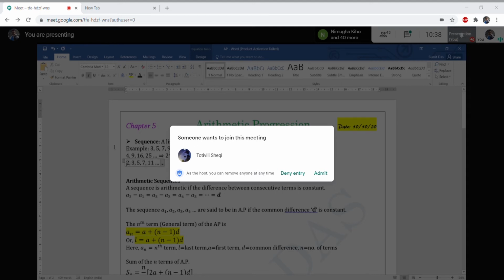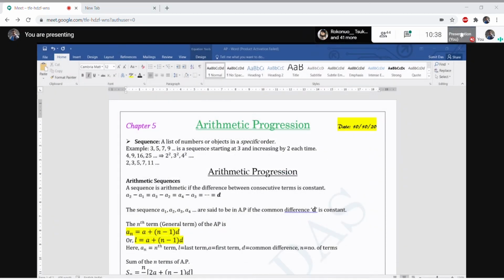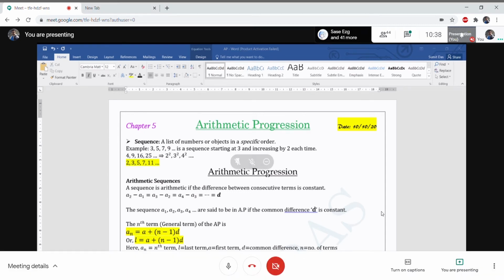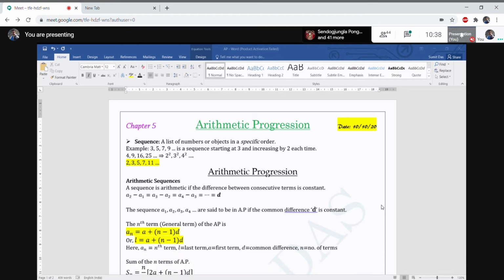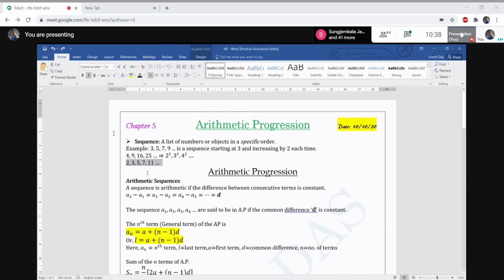Can anyone tell me whether the next one is a sequence or not? 2, 3, 5, 7, 11. Is it a sequence? If yes, why? Yes, this is a list of prime numbers. So this is also a sequence, a list of prime numbers.